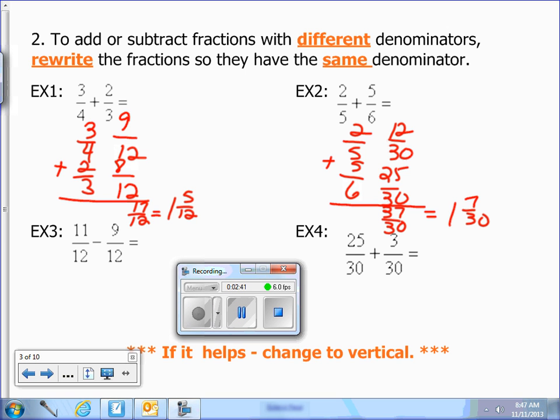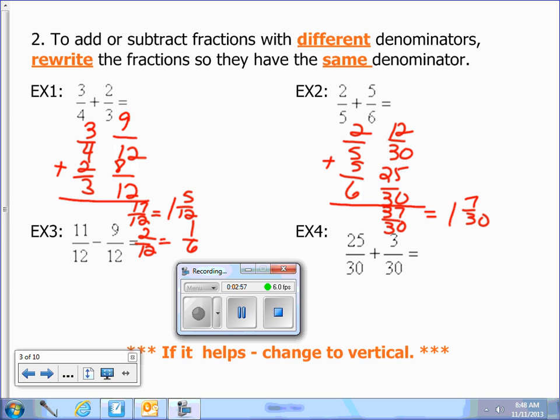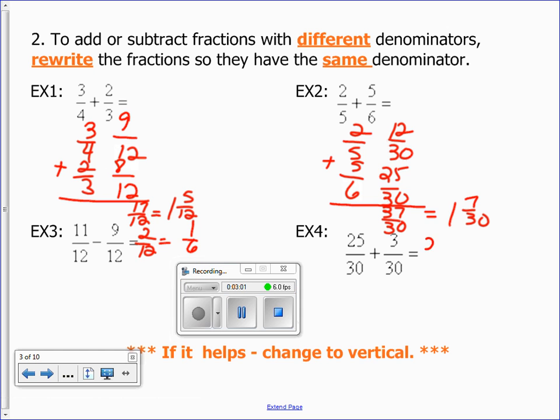So in our example 3, we have 11 minus 9, which is 2/12. Simplified, 2/12 is 1/6. So we add our numerators, 25 plus 3, which is 28 over 30. Again, your final answer should be reduced to 14 over 15.